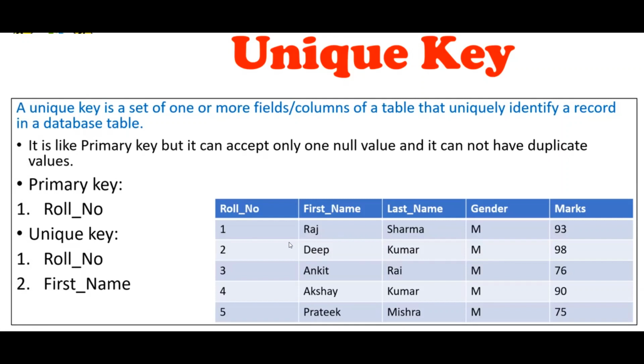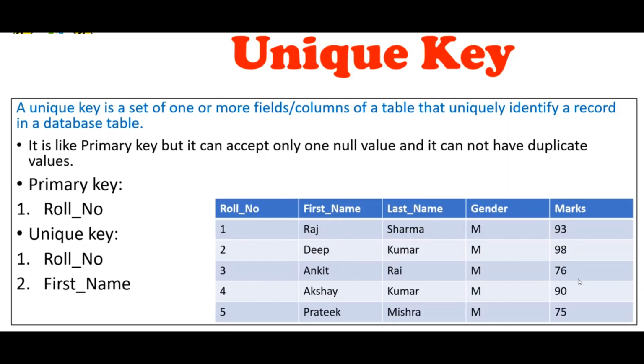So see in this example, your roll number is certainly a unique key as well as primary key. Your first name also in this example is unique key. Why? Because till now there is no repetition of name. Yes, later if we add records on this and Deep or Ankit comes once more, then the first name attribute will not remain unique. But till now roll number and first name are unique, whereas last name, gender and marks are not unique.